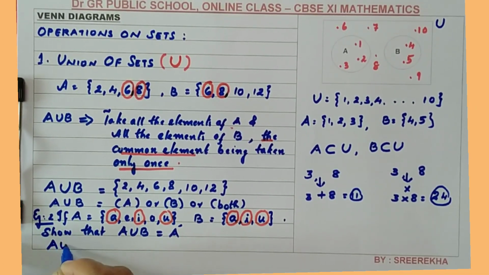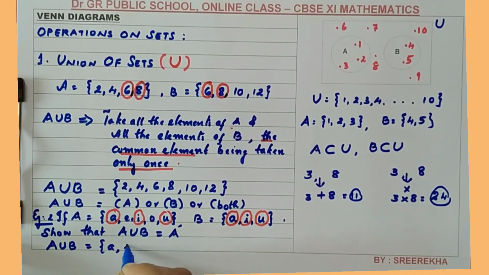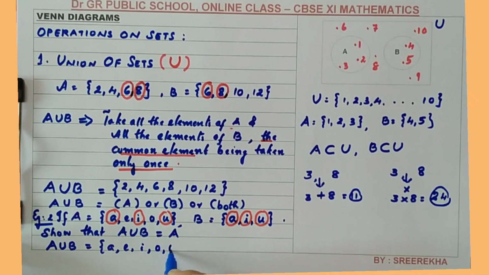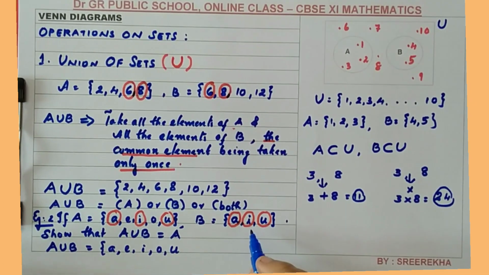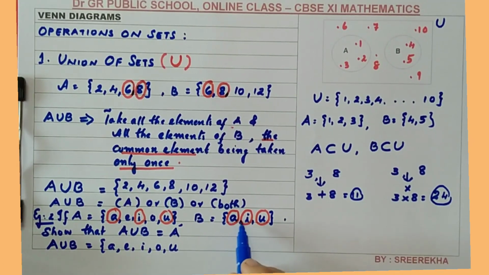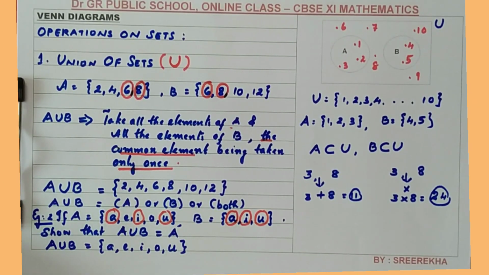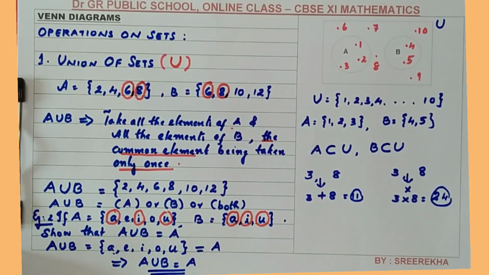So A union B. At first I am going to write all the elements of A: A, E, I, O, U. Then you can write the elements of B, but the common elements are repeated only once. The three elements are common, so I can't write anything further. All the three elements are already written. So this is the set A union B. Look at this. A, E, I, O, U is the original set A. So from this you can say that A union B equals A.